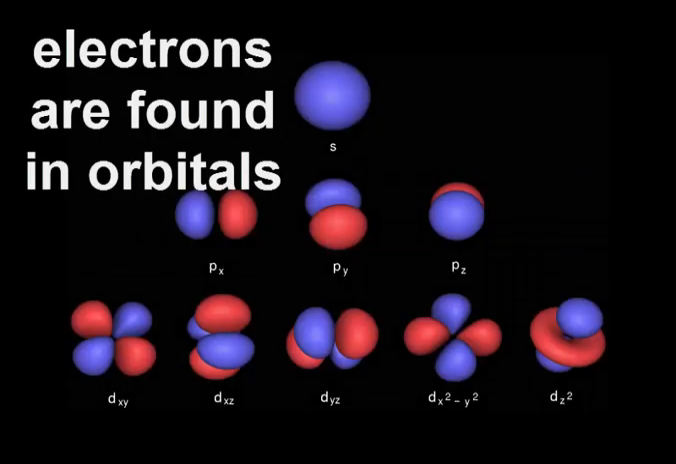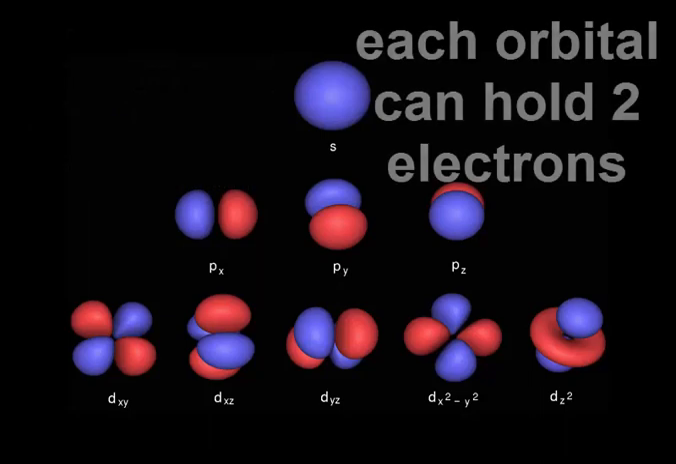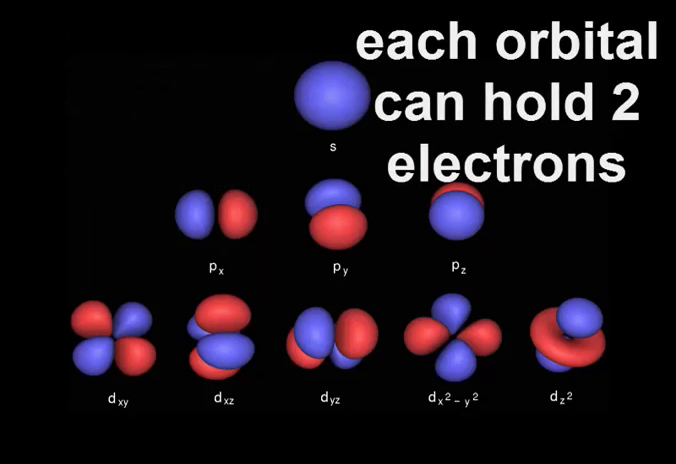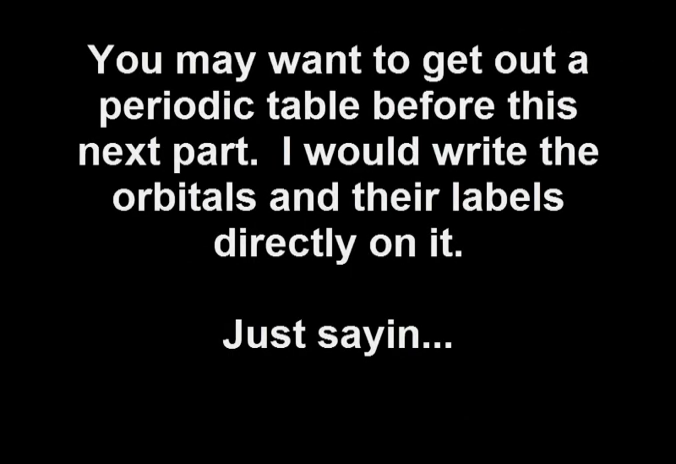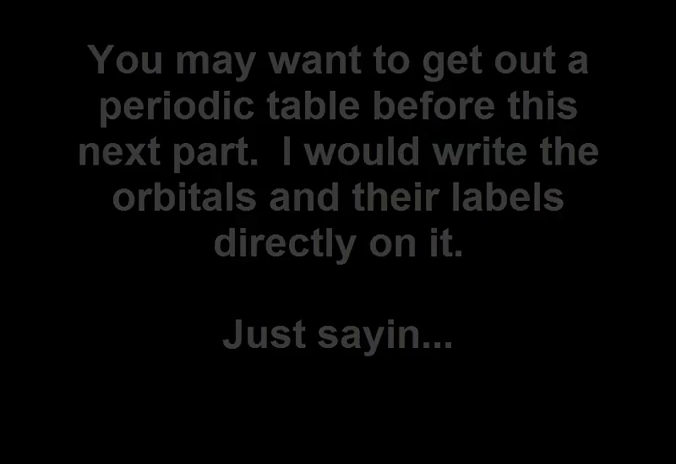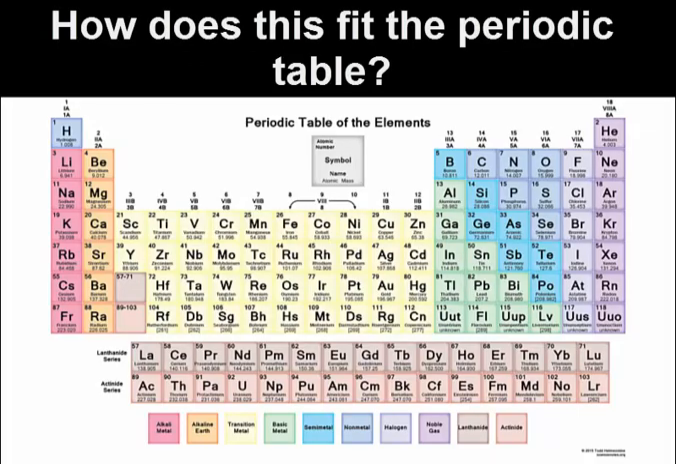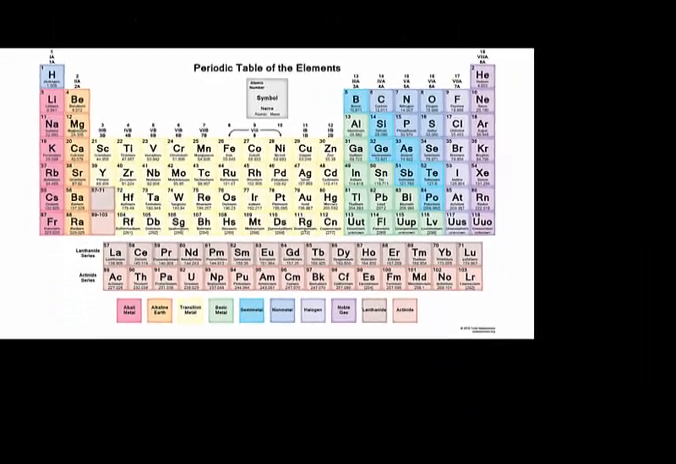So the Schrödinger model takes the Bohr rings and twists them a little bit. Electrons are now found in what are called orbitals. Each orbital can hold 2 electrons, and these are divided into energy levels similar to the Bohr model. Now, from here on in, you may want to get out a blank periodic table, a paper copy of one, and you may want to write the orbital labels on top of it. So, how does the Schrödinger model fit the periodic table?